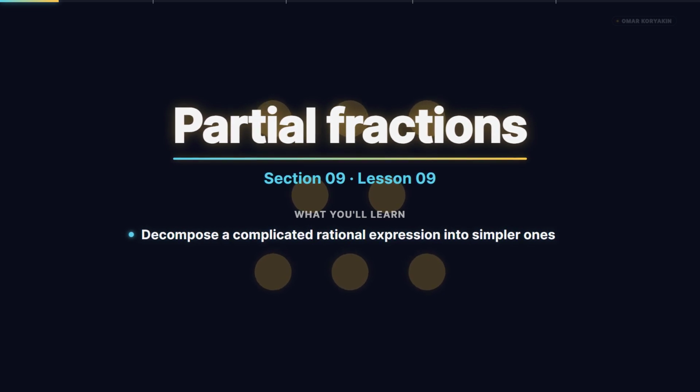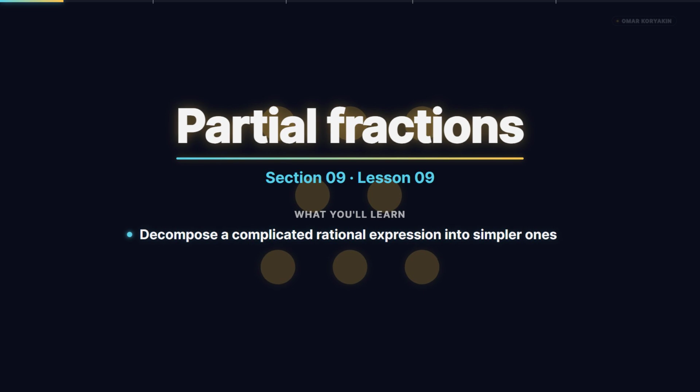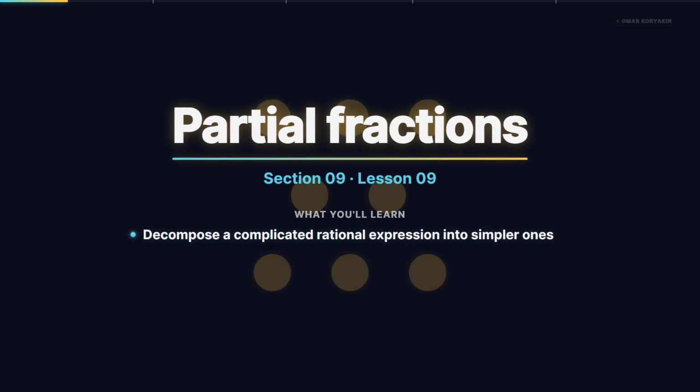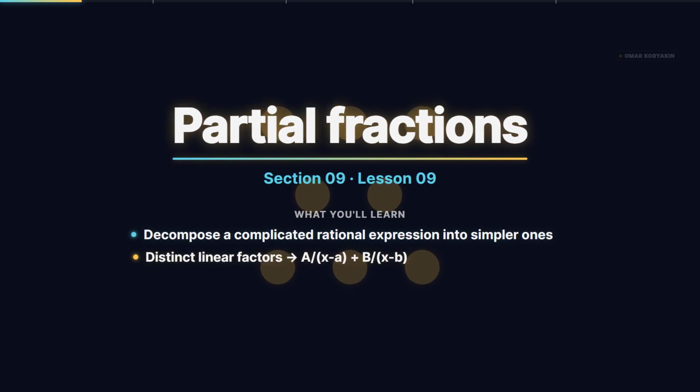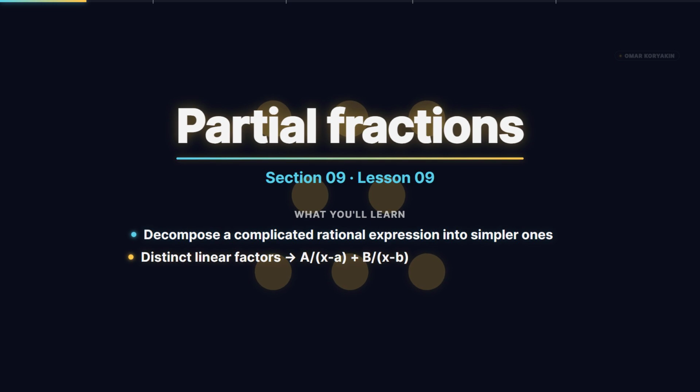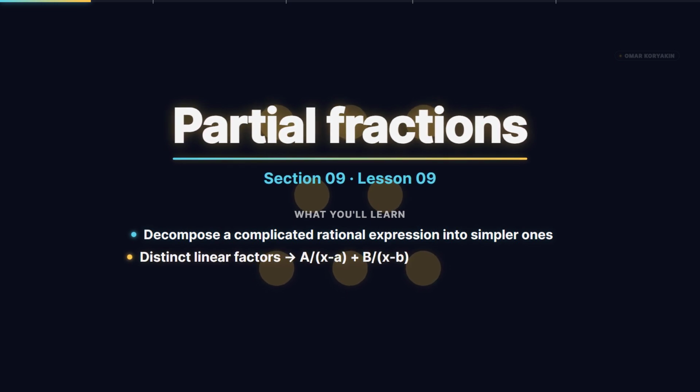When the denominator factors into distinct linear factors, the decomposition has one term per factor. Each term has a constant numerator over the corresponding linear factor. Find the constants by clearing the denominators and matching values.